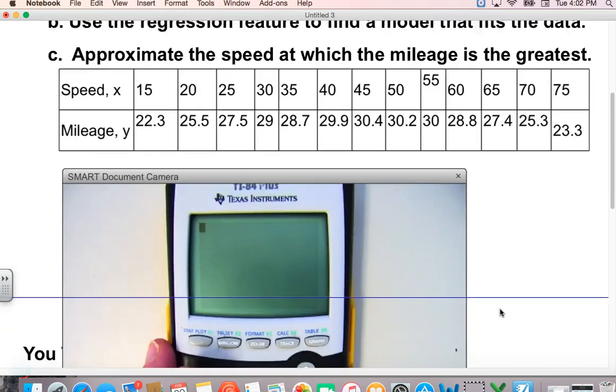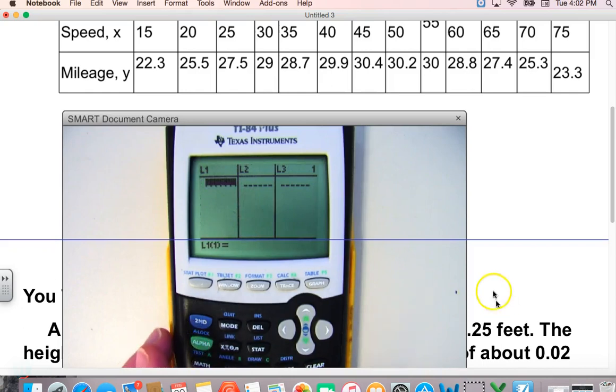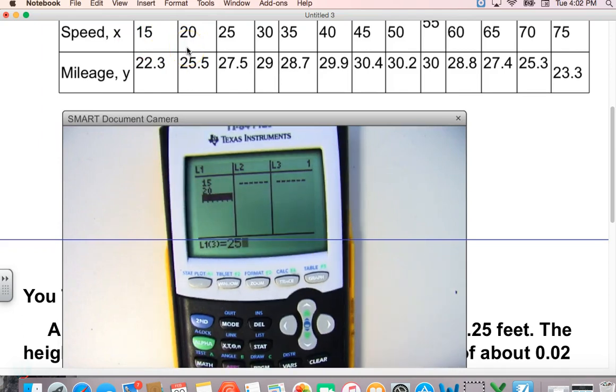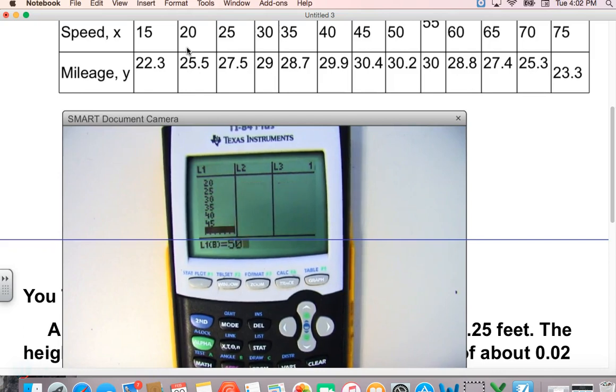So we're going to do the same thing we did with linear models. We're going to go to the stat plot and plug in the numbers first. So it's hit stat, edit, and we need to plug in these values. So we're going to plug in all the speed, the x values, for L1. So 15, 20, 25, 30, 35, 40, 45, 50, 55, 60, 65, 70, 75.